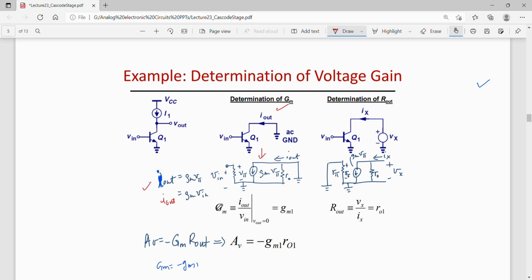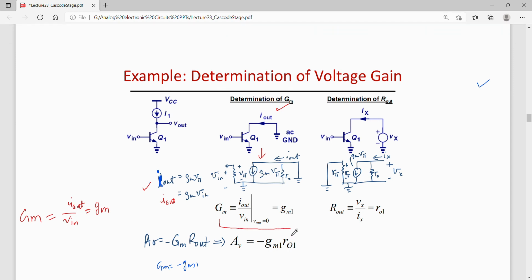Or I can write I out by V in as GM. So this is also the short circuit transconductance, I out by V in, which is equal to GM. So I can write this capital GM, that is the short circuit transconductance, is equal to GM1.